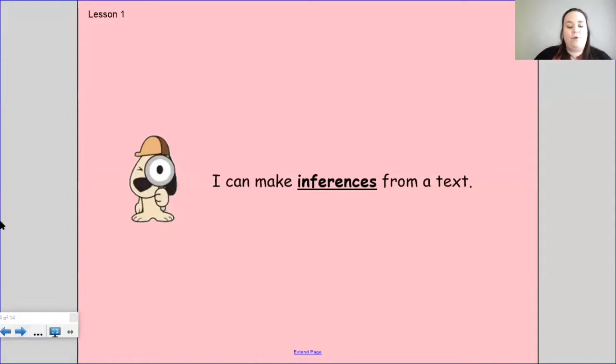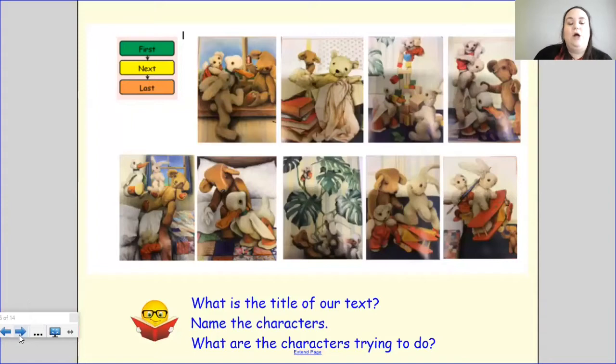So lesson 1 for this week, there are 3 lessons this week as there's less time as well. So I've made sure you've got plenty to do, but not rushing you either. So today we're going to be making inferences from a text. Before we begin, let's remind ourselves of the story of Old Bear, and I've put the pictures up from your activity last week. What is the title of the text?